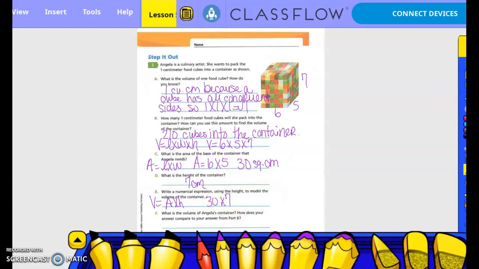Okay. What is the volume of Angela's container? How does your answer compare to that of part B? So we kind of already found that, right? Okay. So we said that the volume was what? 210 cubic centimeters, right? And then answers B and F are the same.